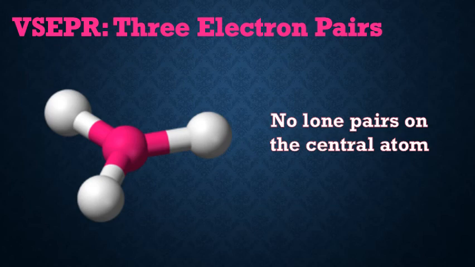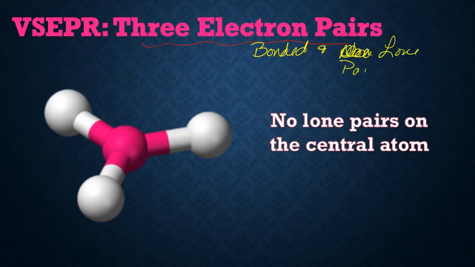Now, when I say there's 3 electron pairs around the central atom, I'm talking about both bonded and non-bonded, both bonded and lone pairs. So if you count the total things around the central atom, there better be 3 for this molecule. In this one, there's 1, 2, 3 things on the central atom. There's no lone pairs. This is the shape of the molecule.